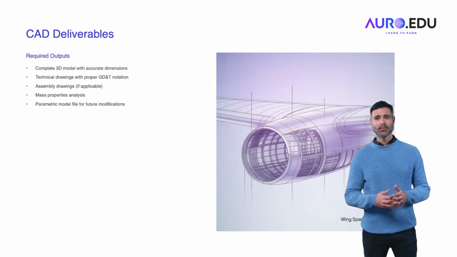CAD deliverables. You're expected to produce a full 3D model with technical drawings, mass property analysis, and a parametric version. The drawings should follow GD&T conventions. This mimics real industry documentation. Mass properties, like center of gravity, are essential in aerospace. You'll also need to show the component as part of an assembly, if relevant. These deliverables will form your first professional quality output.